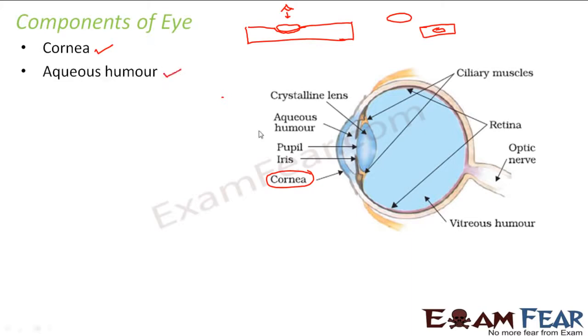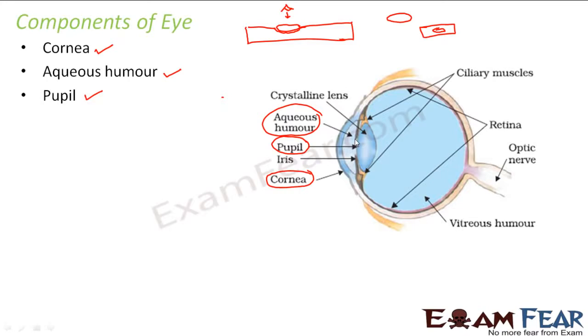Next comes the aqueous humor. After the cornea you have the aqueous humor. It is a fluid which has a certain refractive index. It is a watery fluid, and it has some refractive index, right? After that we have the pupil. So here you have the pupil. You are going in order from outside to inside. The outermost one is the cornea. Next is a fluid-like structure called the aqueous humor.